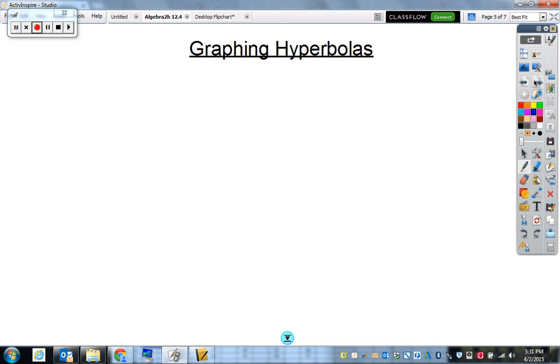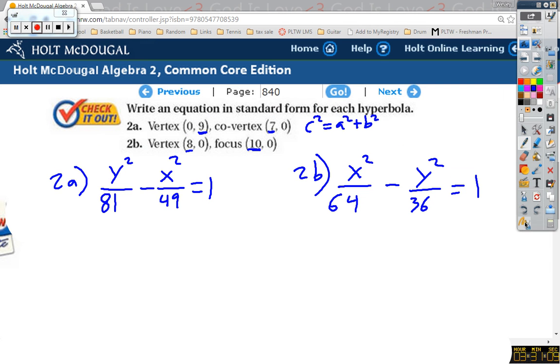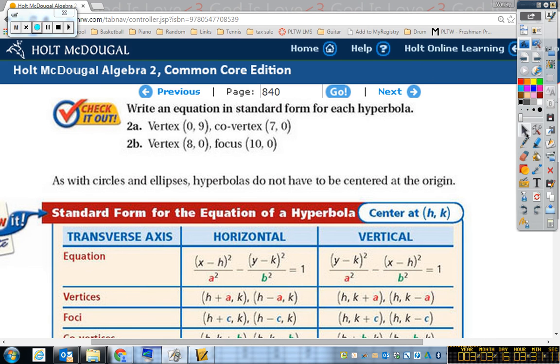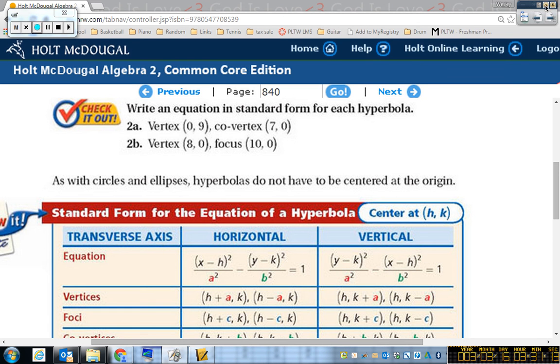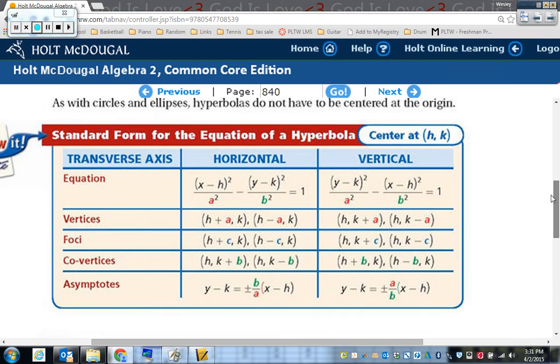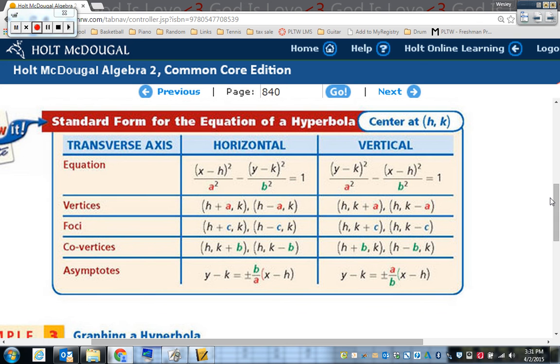All right, and lastly, we're going to talk about graphing hyperbolas. Just like last time with ellipses, we're going to introduce, well, what about cases that do not have a center at the origin? Well, we have this chart. So you would probably want to go ahead and write this one down in your notes, just like we did with our ellipses. Put it in your notes, because we're going to refer back to this as we are graphing these hyperbolas.